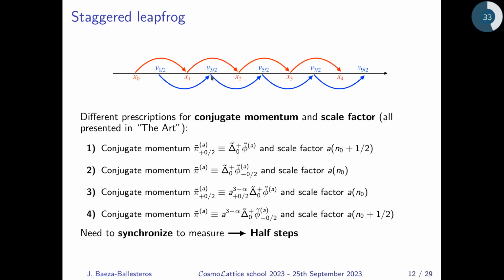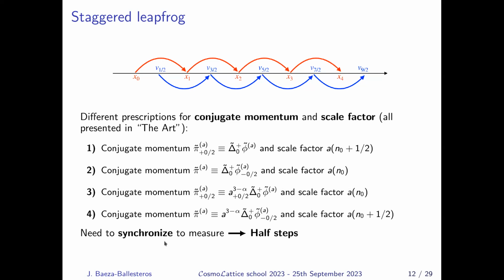Before going on, a very brief comment that Adrian also made yesterday: the only limitation that leapfrog has is that you have two quantities, the momentum and the field, and they are always defined at different times. One of them always lives at integer times, and the other always lives at semi-integer times. The problem is that if you want to measure the energy or the field values, you usually want to measure everything at the same time.